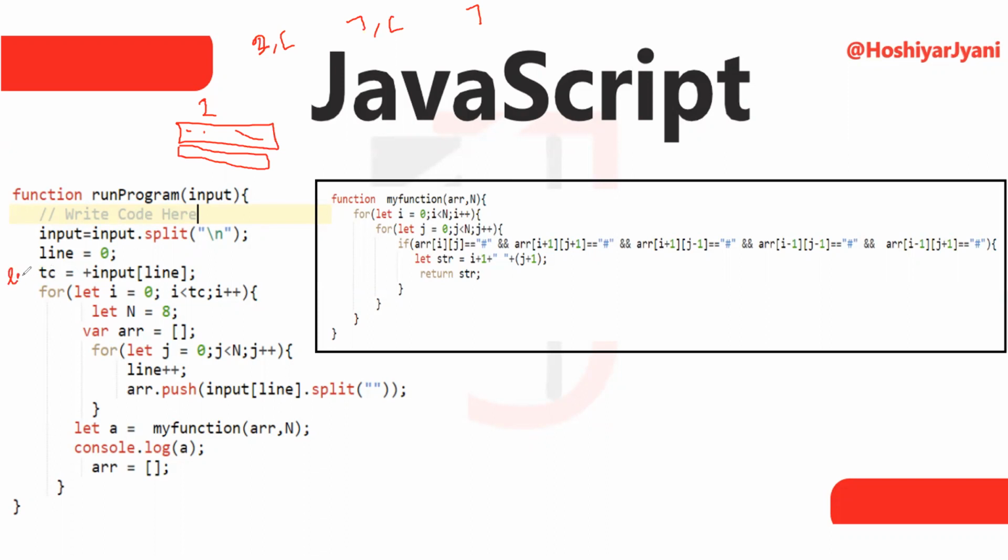Let test case is equal to input of line. Input of line means input of 0. Input of 0 is 2. So this is of type string, so we are converting it into an integer. I am using the plus sign here. You can also typecast this.